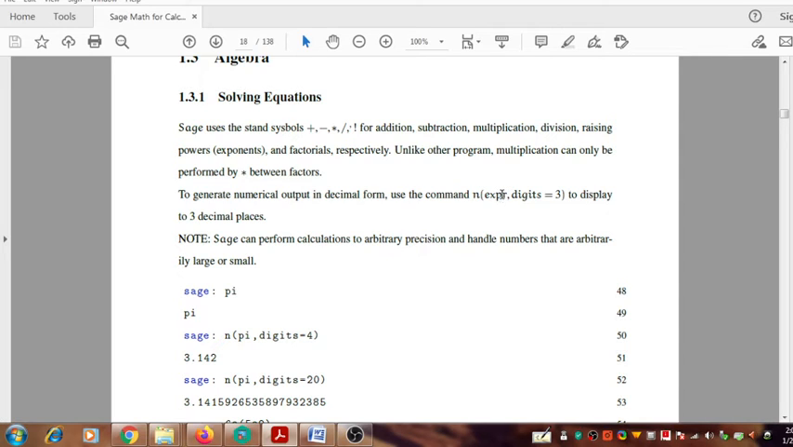If you want more decimal places, you can use that much number there, and if you want fewer, then that number can be given there. Sage can perform calculations to arbitrary precision and handle numbers that are arbitrarily large or small. So Sage has this freedom. It can handle numbers of any size.